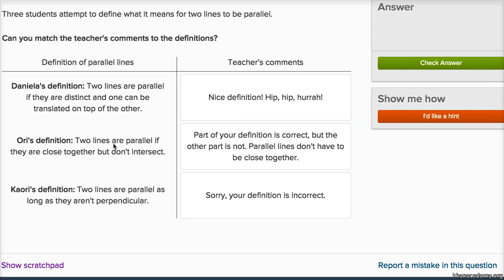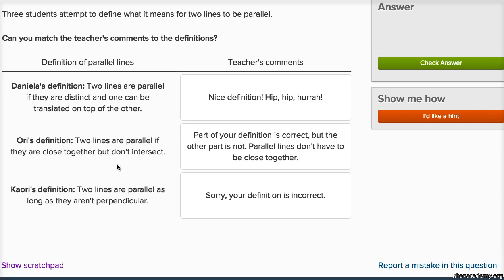So Ori says two lines are parallel if they are close together but don't intersect. So if you're trying to define parallel lines, it doesn't matter if they're close together or not. They just have to be in the same plane and not intersect. They could be very far apart, and they could still be parallel. So this isn't an incorrect statement. You could have two lines that are close together and don't intersect on the same plane, and they are going to be parallel. But this isn't a good definition, because you can also have parallel lines that are far apart.